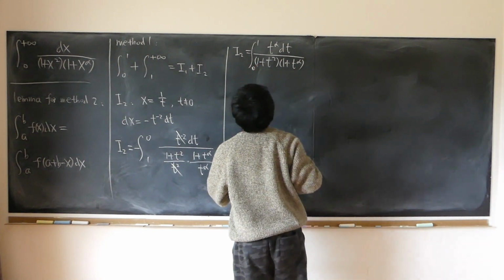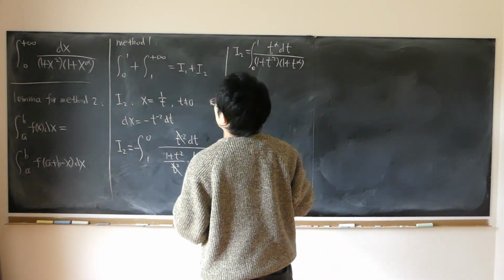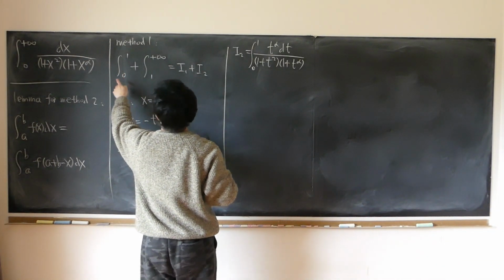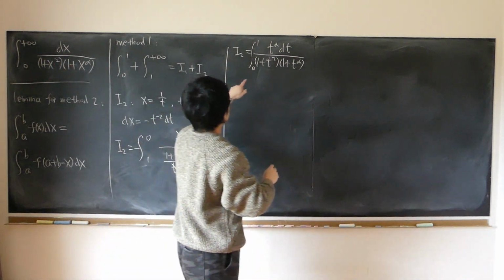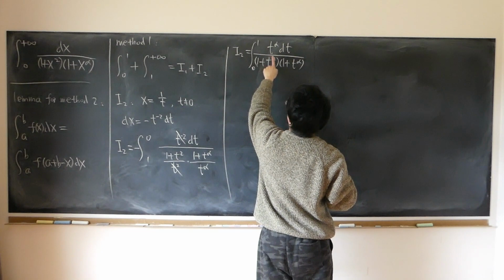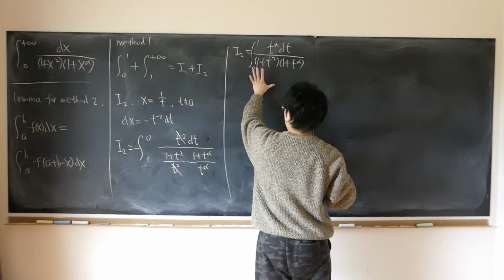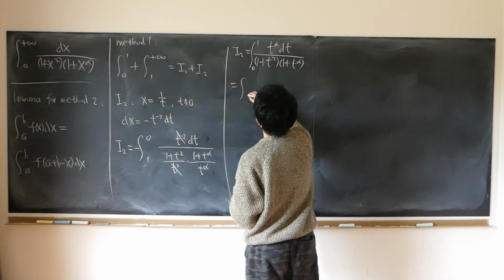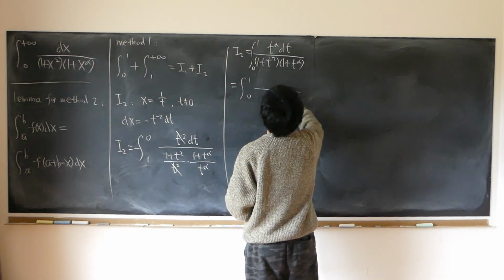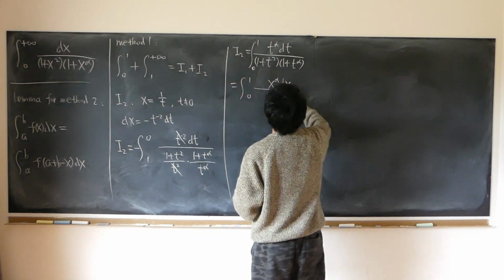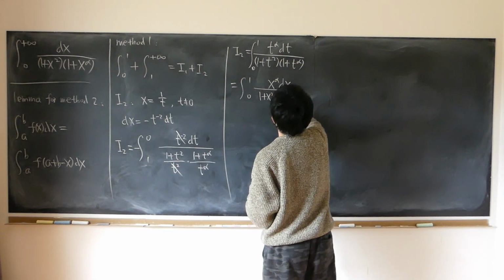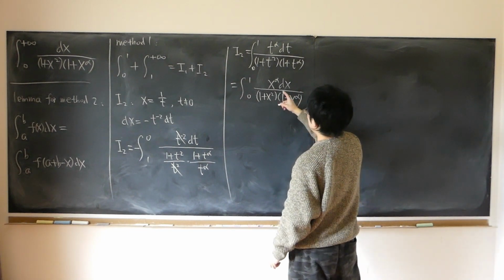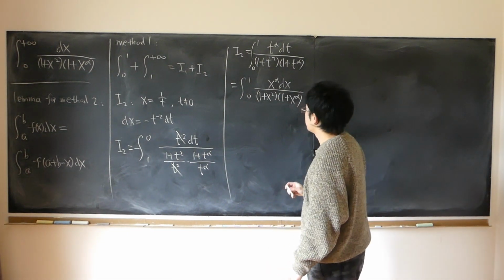So it looks very close to our first integral I1, from 0 to 1 of this part, except we have t to the power alpha instead of 1 on the top. But we can still change t into x, from 0 to 1: x to the power of alpha dx over (1 plus x squared) times (1 plus x to the power of alpha). As long as we have a consistent variable, it's fine.